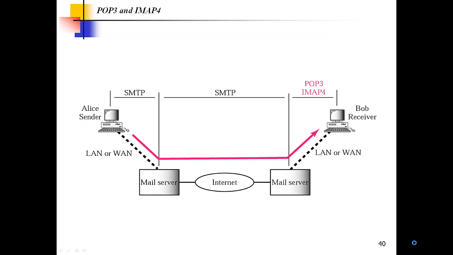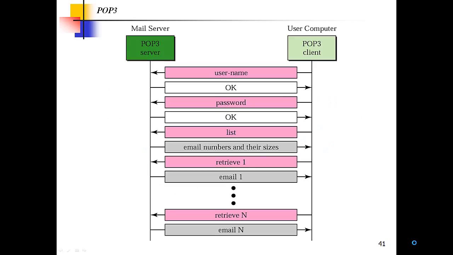So SMTP, as we've already talked about, sends to the mail server, goes across the internet, and goes to the recipient's mail server. So Alice is the sender and Bob is the receiver. In order, though, to receive, Bob actually has to use either POP3 or IMAP 4. So here is a POP3 conversation. The user computer, the client, contacts the POP3 server, the mail server, with the username.